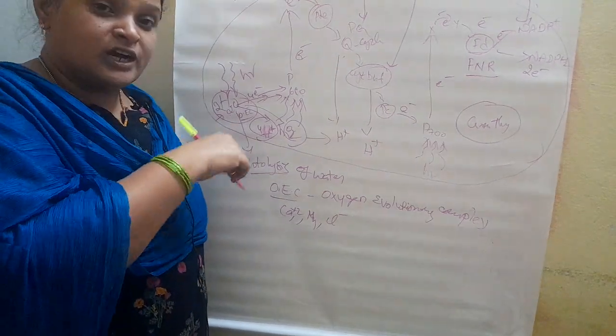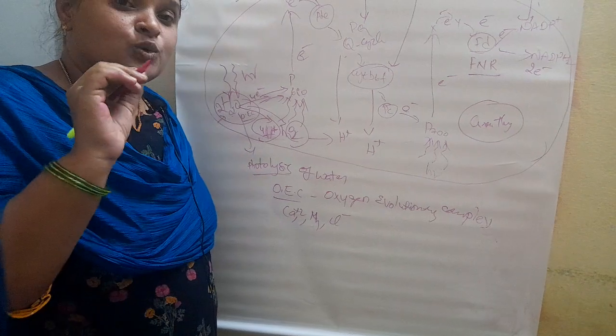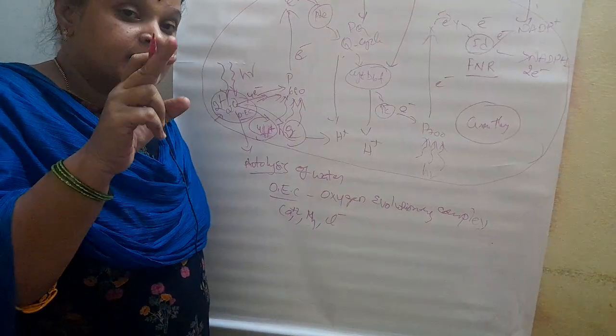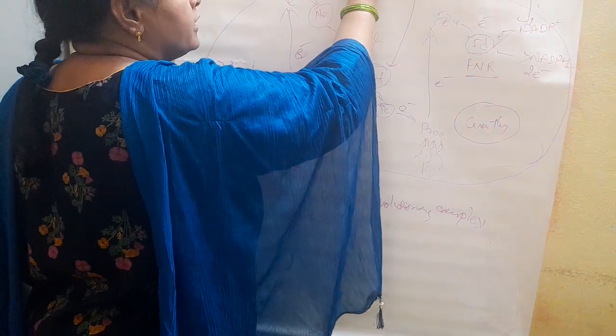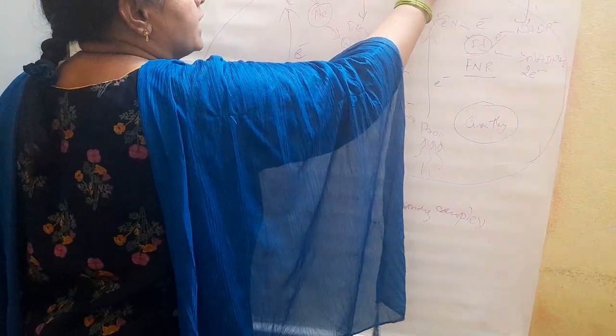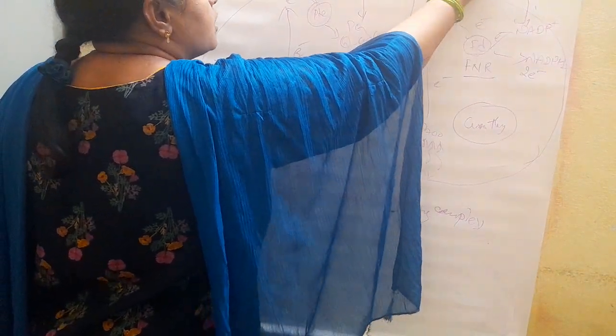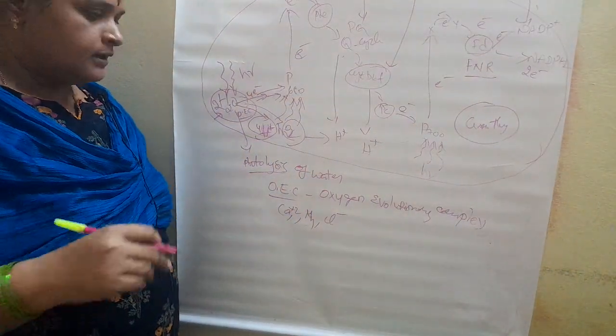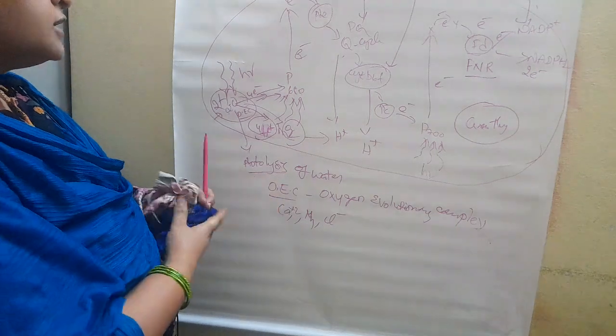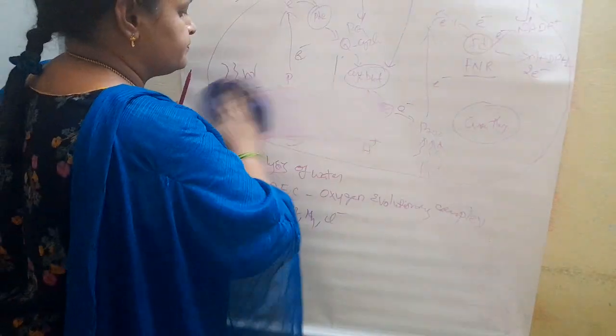So, for the conclusion also we are taking 2 water molecules. So, for splitting of 2 water molecules, what are the end products? 2 water molecules can form 4 electrons plus 4 protons plus an O2 molecule. Okay, right? Got it? Now, we will go to the cyclic electron transport.